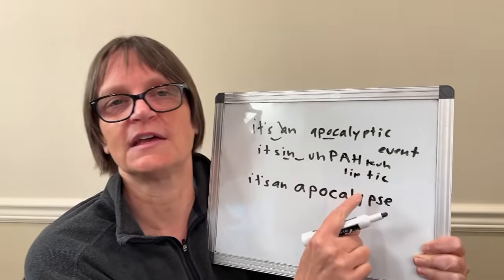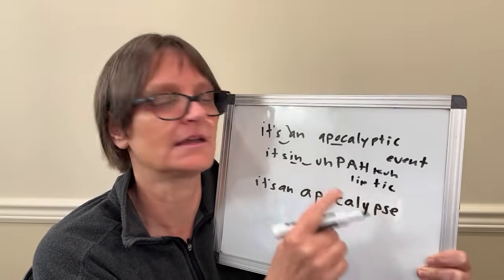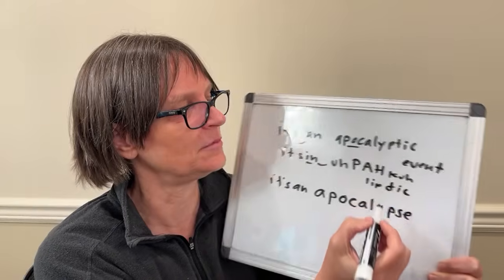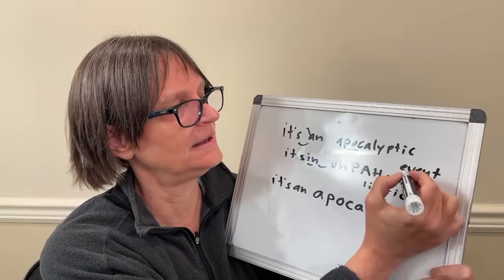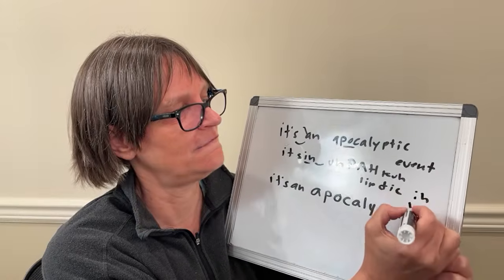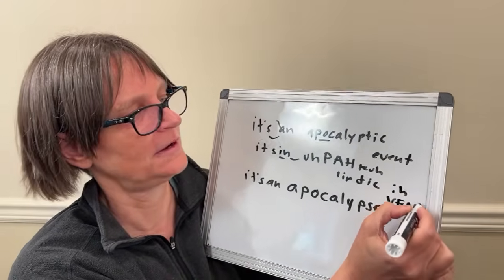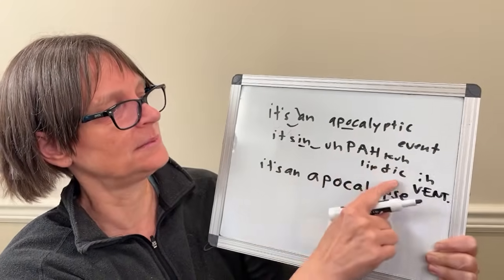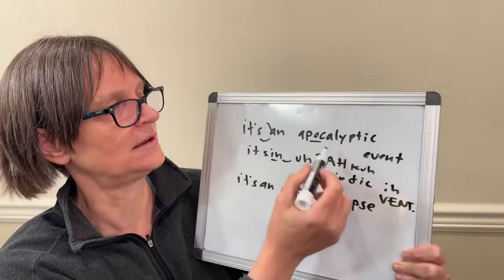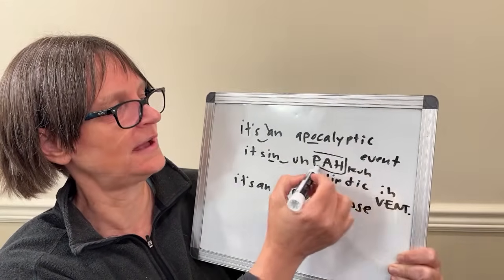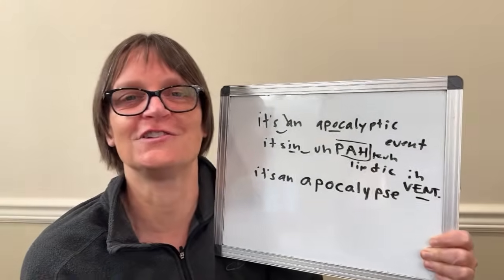Except I'm not going to say that T aspirated. Apocalyptic sounds a little bit more like a D because of the blend. And then event. I didn't leave myself a lot of room here. All right. It's an apocalyptic event. So main stress is going to be on the poc syllable, and second, and also some stress on the vent of event.